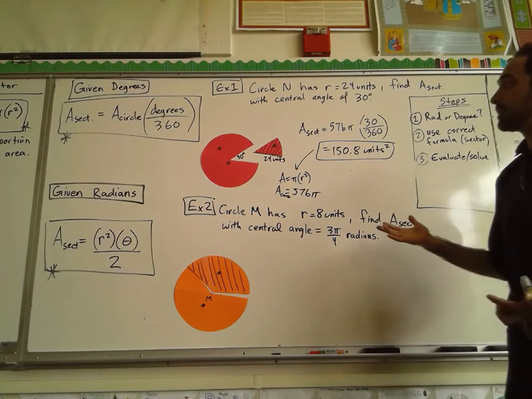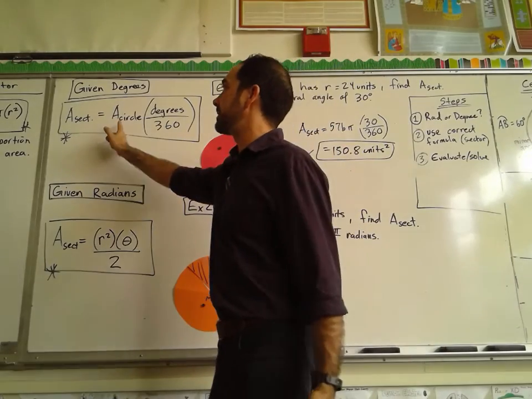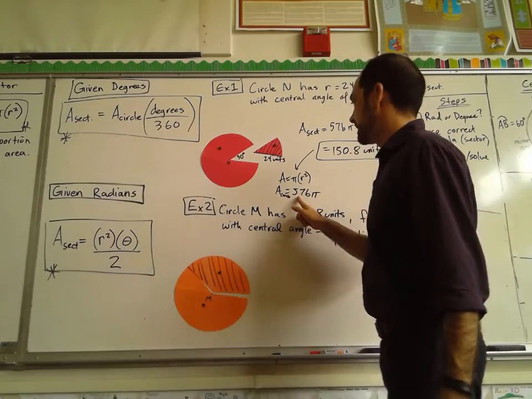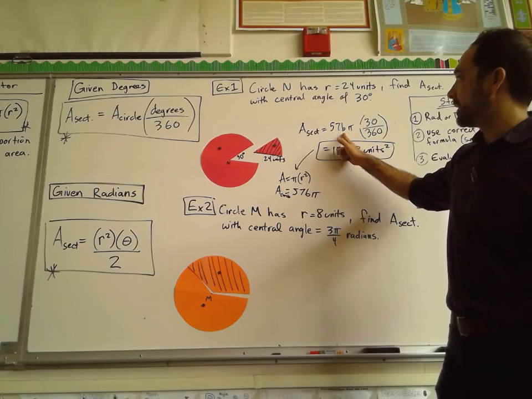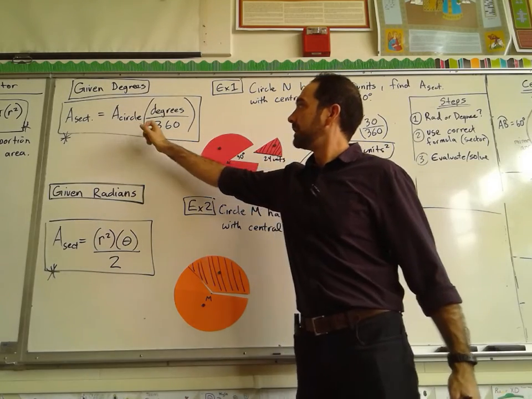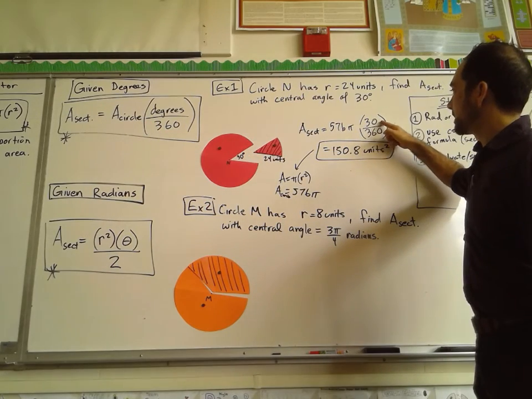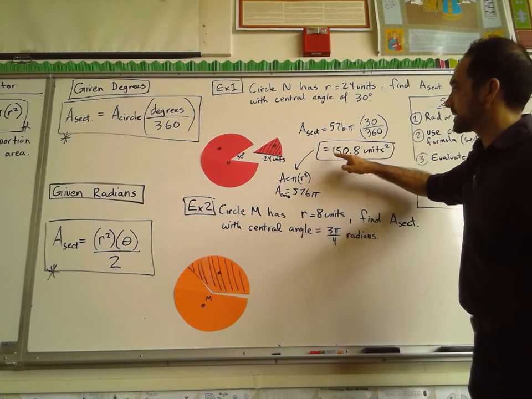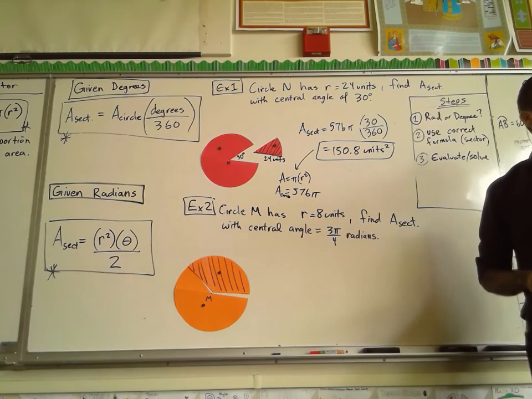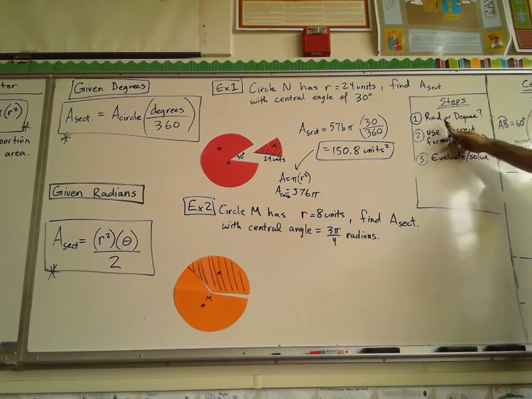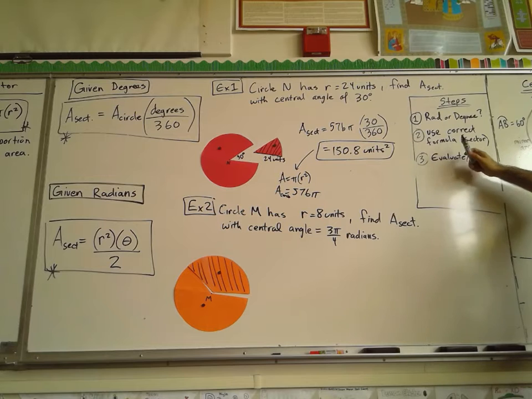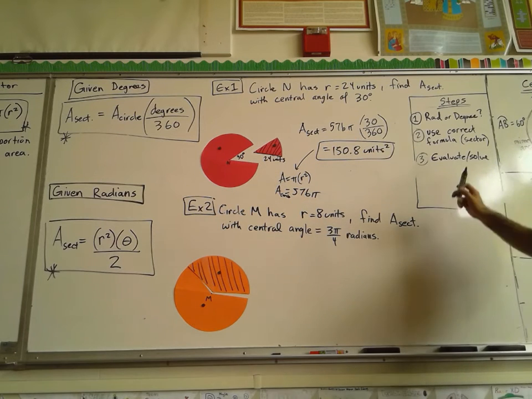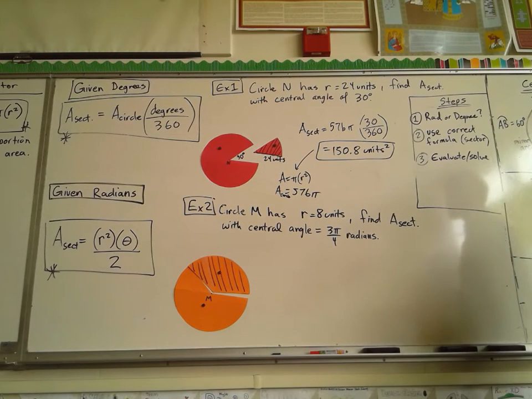So basically what I did was I found the area of the sector by first finding the area of the circle. Did that here. And I plugged the area of the circle into the formula, and I also plugged in the central angle degree measure, which was 30. All these are numbers again, so I can find the area of the sector pretty quickly like that. So we followed our rules. Radian or degree is a degree. We use the correct formula based on degrees. We evaluate it and solve. That's what you've got to do every time.